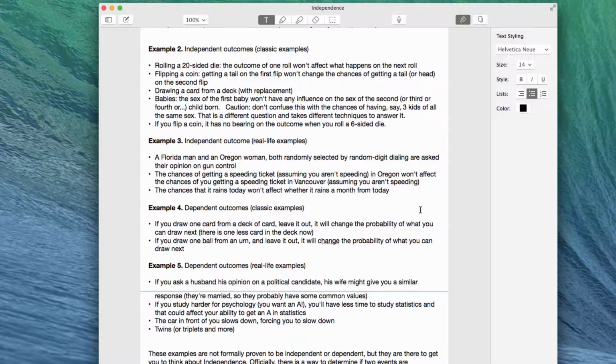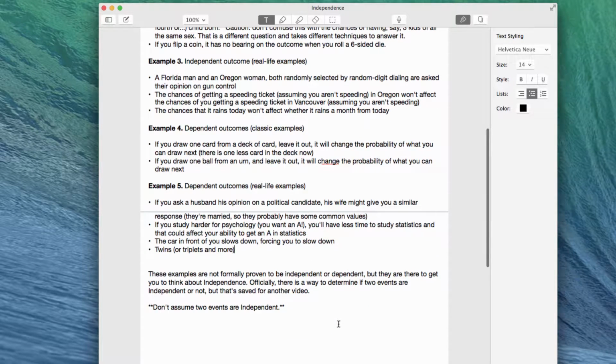More dependent outcomes: twins. If you choose twins or triplets or anything higher, they share DNA. There's some sort of relationship between them, so their responses would probably be similar to one another. They would not be independent from one another. So all these examples are just ideas of independence and dependence. Nothing has been formally proven, although it is possible. Those would be saved for a later video.